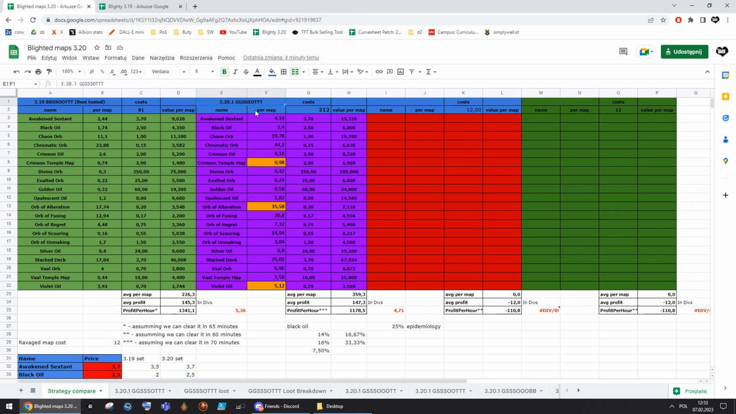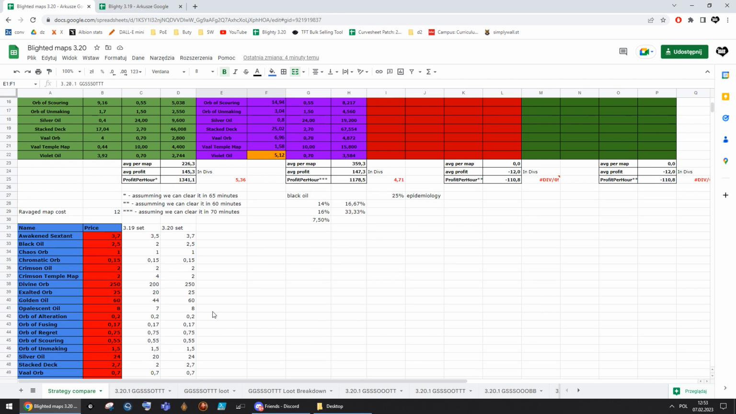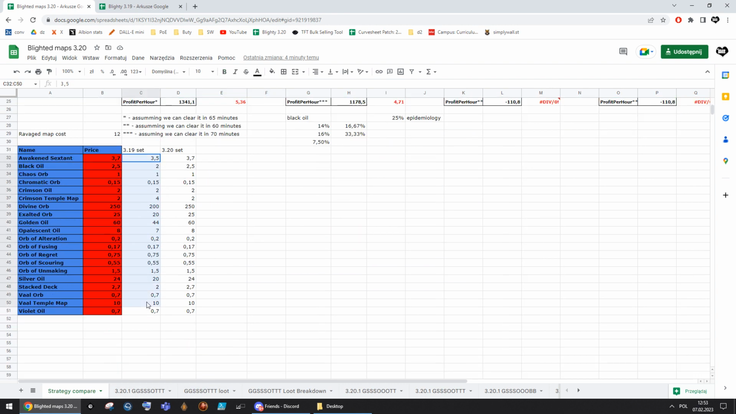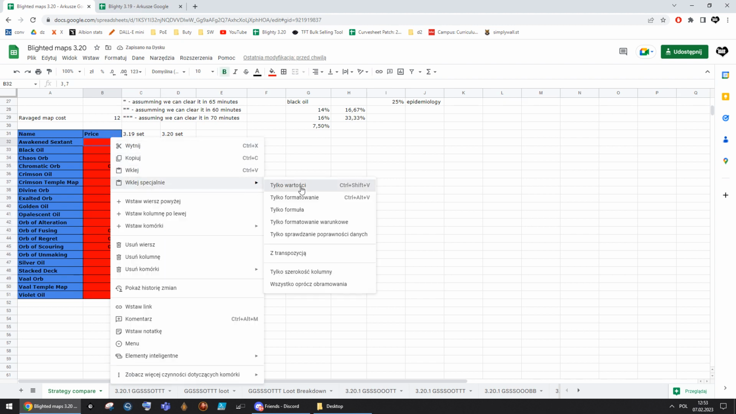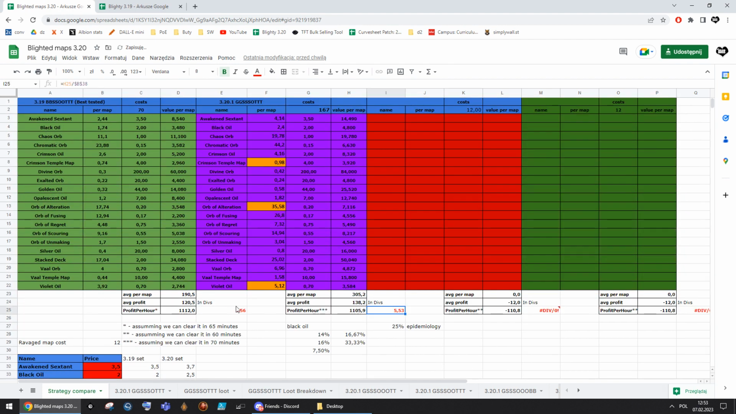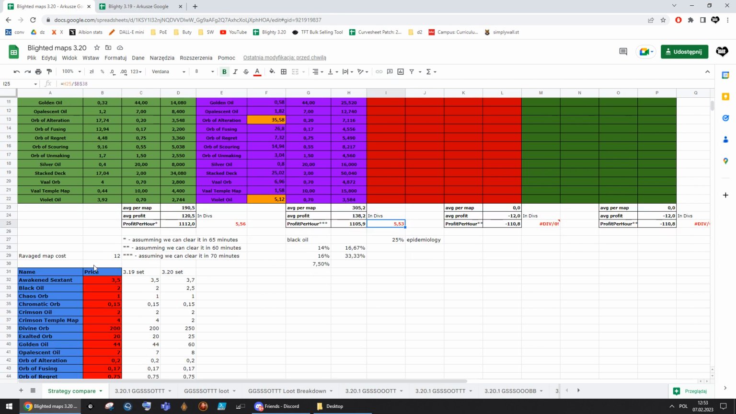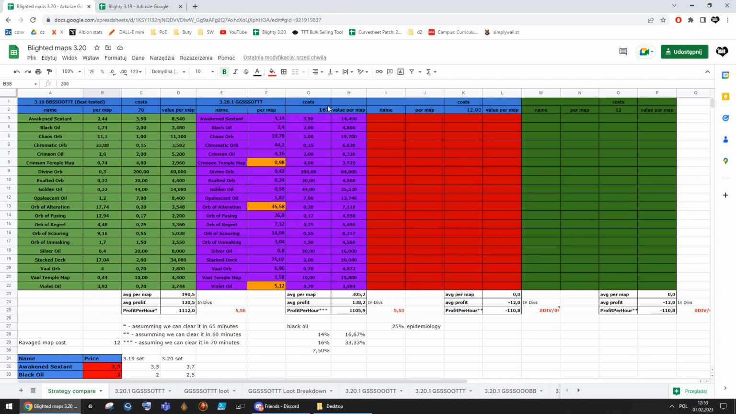I feel that the blighted maps are in a much better state in 3.20. We can use the 3.19 price set with this tool, just values. So we can put in 3.19 values. With 3.19 values, when the div was 200, the cost of the map is automatically created based on the prices that are in here. We can see that it was equally profitable.